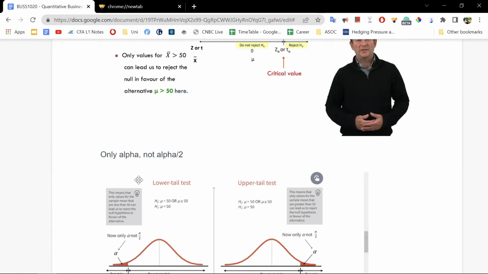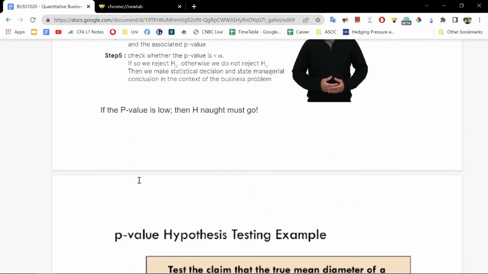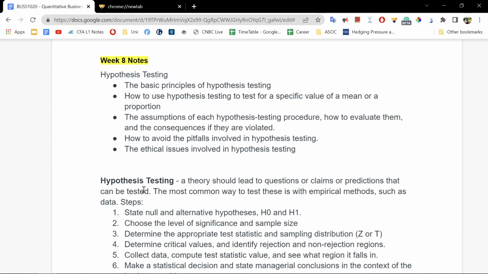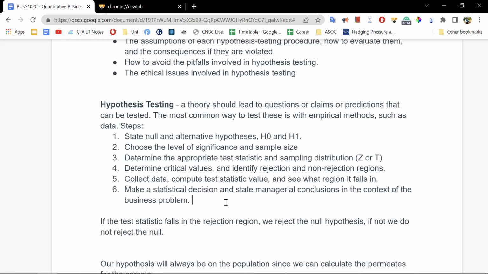I want to go back and look at the procedures and the steps for hypothesis testing. Whether it is a z-test or a t-test, a one-tail or two-tail, they all follow the same exact procedures of hypothesis testing. State the null and alternative hypotheses, choose a level of significance and sample size, determine the appropriate test statistic, z-test or t-test, determine the critical values, identify rejection and non-rejection regions, collect data, compute the test statistic and see whether or not it falls within the rejection or acceptance regions, make a statistical decision, and state the managerial conclusion in the context of the business problem.